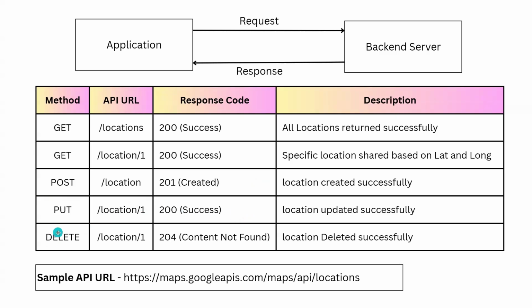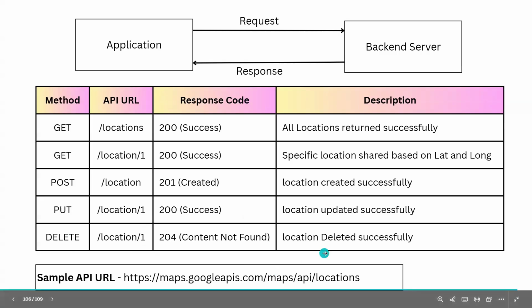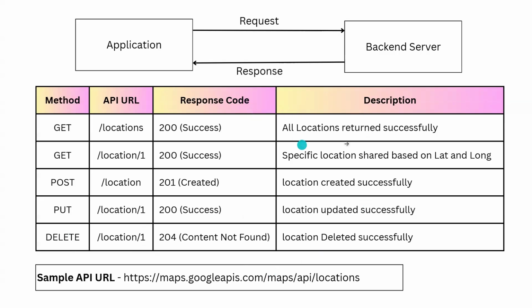Now in case of delete, we just have to pass the ID. Okay. And depending on the ID, it will delete that particular location. And this is how these APIs work. Okay. This is just an example.